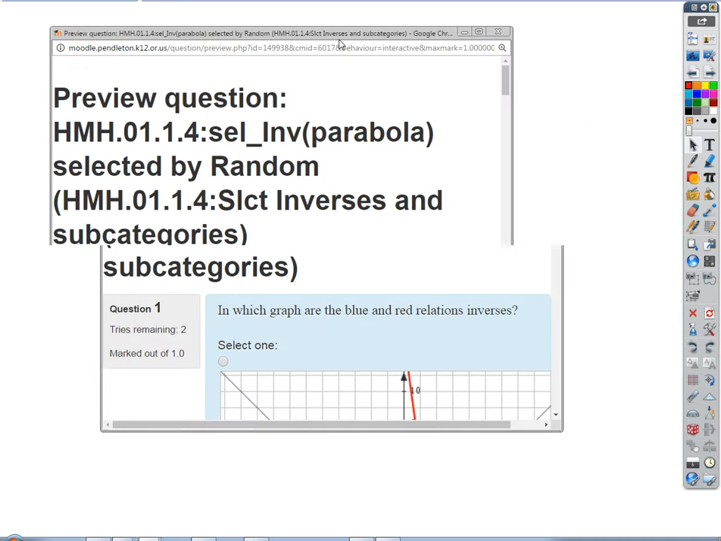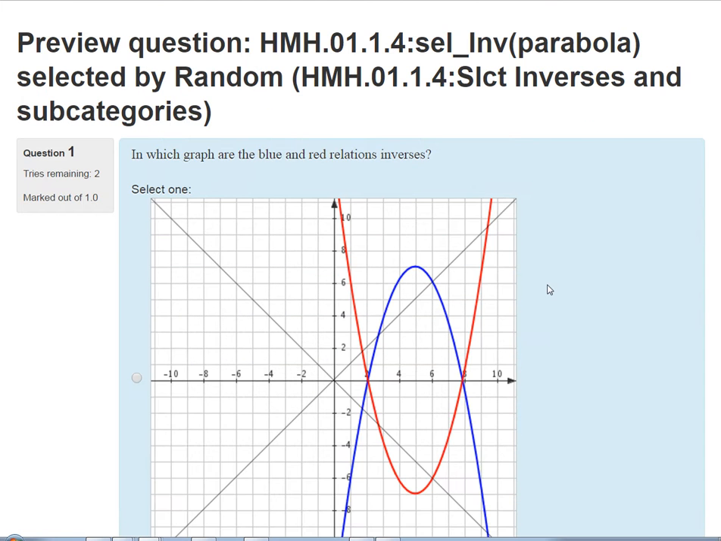Let's see, let me just pull up a sample one. This guy. Okay, this is the one where we're just selecting the blue and red graphs that could be inverses. Once again, what is the symmetry that inverses have? Symmetry about, no, not about the horizontal. And let me show you how you can remember this.